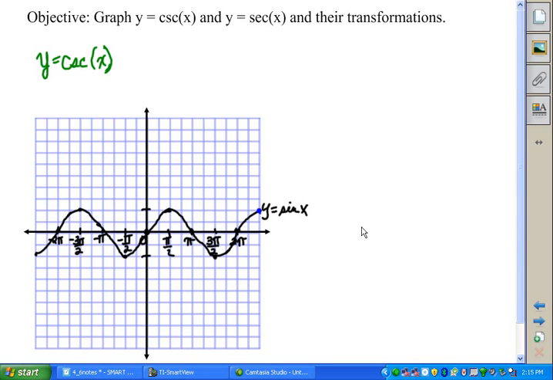The objective of this video is to show you how to graph y equals cosecant x and y equals secant of x and their transformations. Let's begin with the graph of y equals cosecant x.